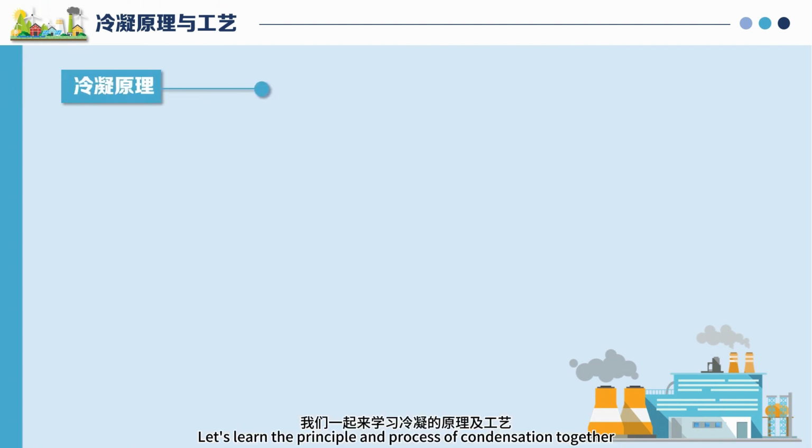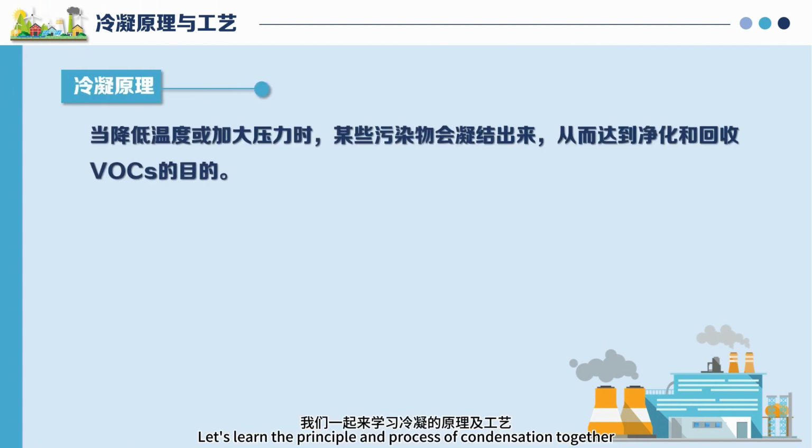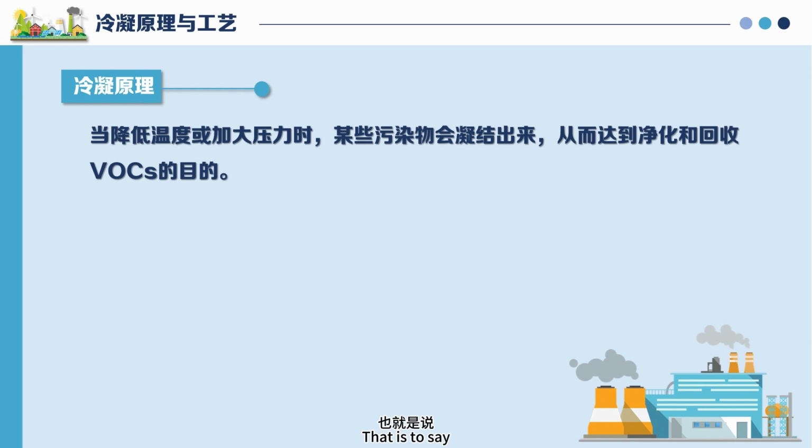Below, let's learn the principle and process of condensation together. Firstly, the principle. Substances at different temperatures and pressures have different saturated vapor pressures. The temperature at which the harmful substances in the exhaust gas reach saturated vapor pressure is called the dew point temperature of the mixed gas. That is to say, under a certain pressure, its gaseous substances begin to condense. The temperature at which the first droplet appears is the dew point temperature, abbreviated as dew point.